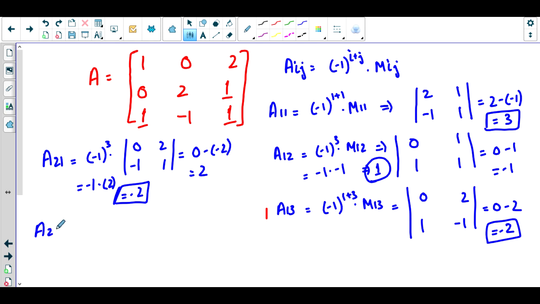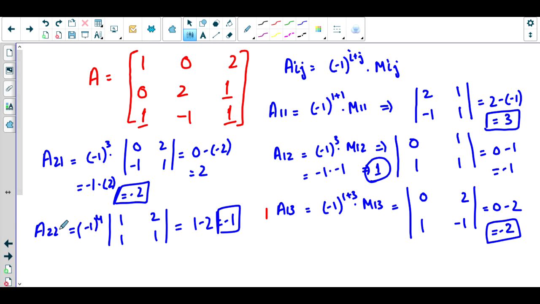Let's go with A22 now. It's minus 1 power 4. 22 means remove the second row and the second column. We are left with 1, 2, 1, 1, the remaining ones. 1 1s are 1, minus 2, we have minus 1. This is an even power, so the answer will be positive. So the answer is minus 1.